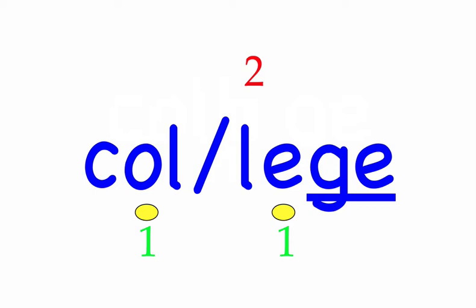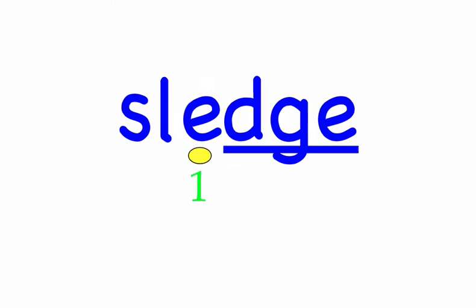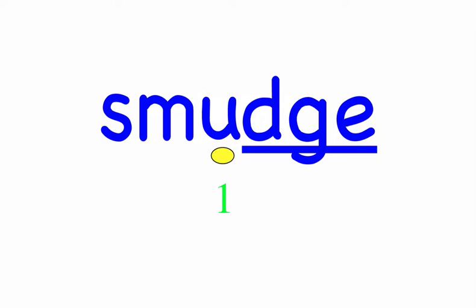Sledge. Sledge. He hit the wall with a sledgehammer. Sledge. Four sounds. S, ul, e, j. Sledge. Mark the word. Sledge. Row 4. Smudge. Smudge. I got a smudge of food on my shirt. Smudge. Four sounds. S, m, u, j. Smudge. Mark the word. Smudge.